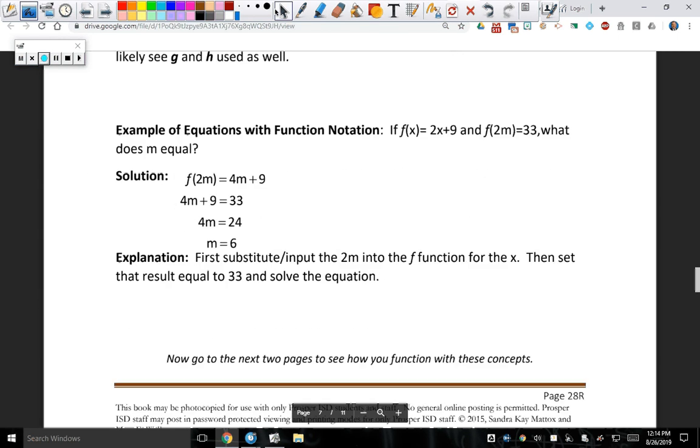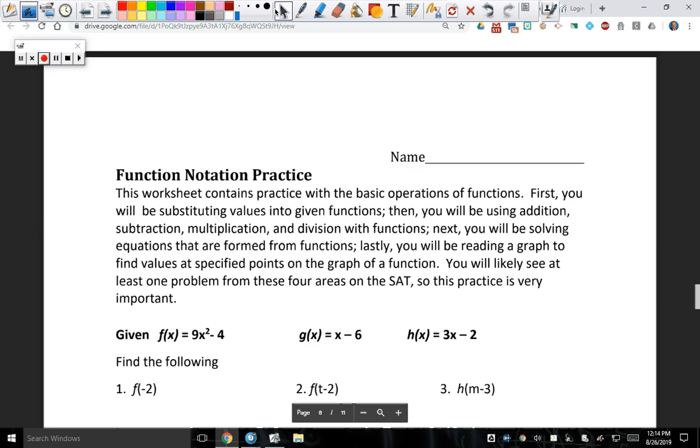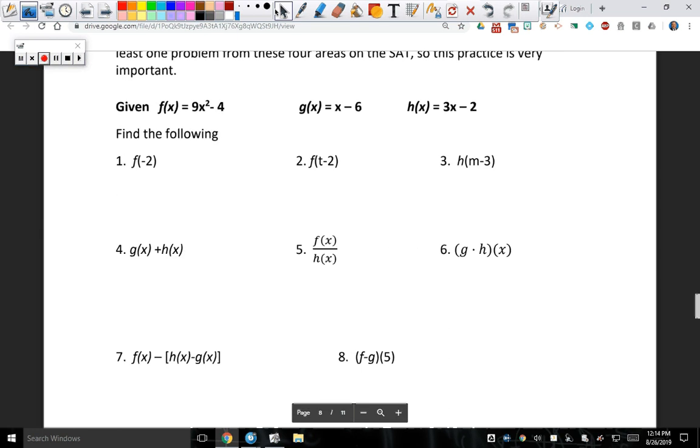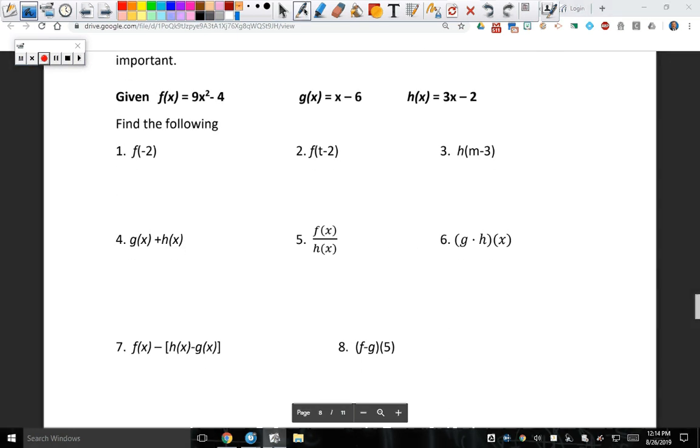Function notation, fairly simple. We'll go through some problems. You tell me. The first 8, let's pick 2. Which one do you want to do? 7, and what else? 6, yes, 6. Because 6 gets confused with something else, okay? Here we go. Let's do 6 first.